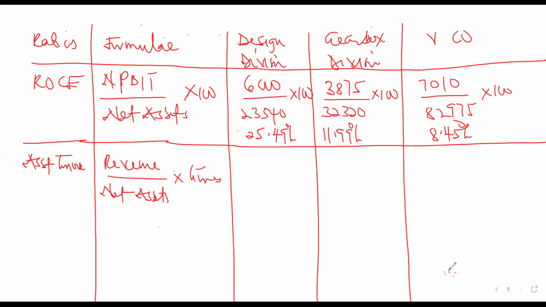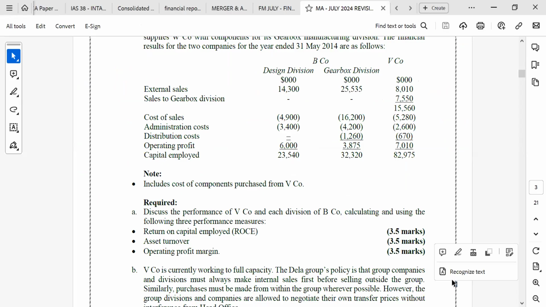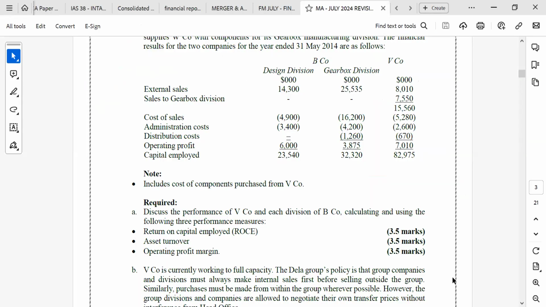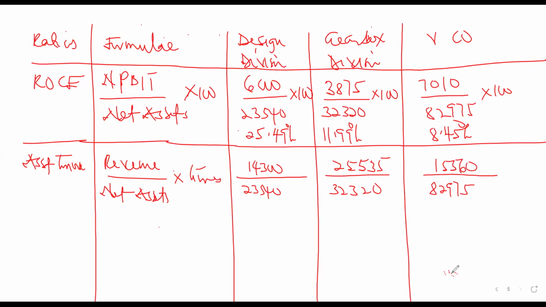In terms of Ghana cedis, let's look at our net assets. It is 23,540 here, 32,320 here, and 82,975 here. Now the revenue for them: 14,300 for the first, 25,535 for the second, and for the last one, 15,560. So you take their total revenue, 15,560. What are we getting for the first one? 0.61.